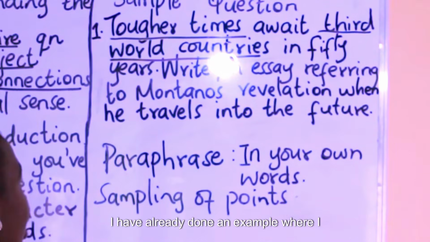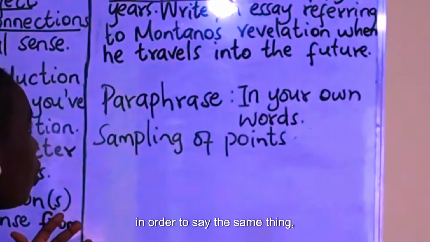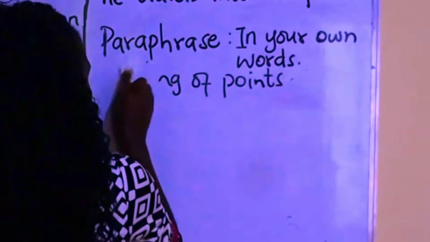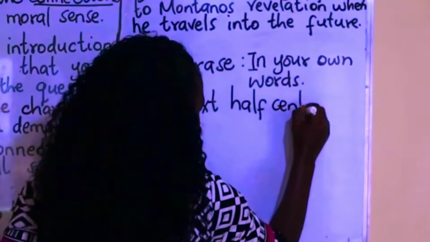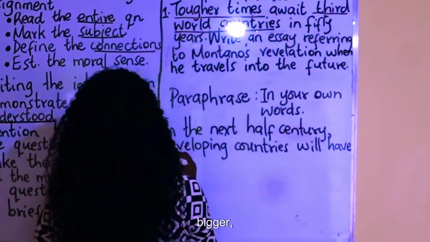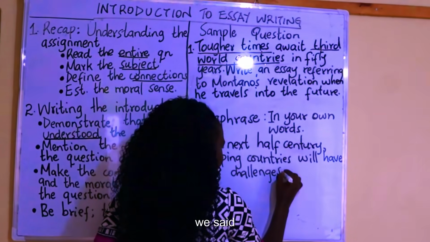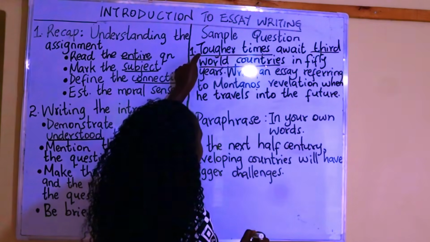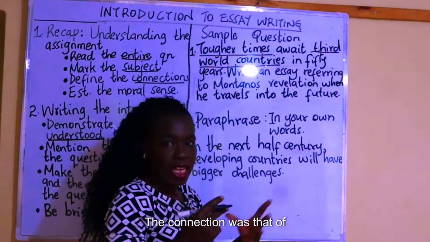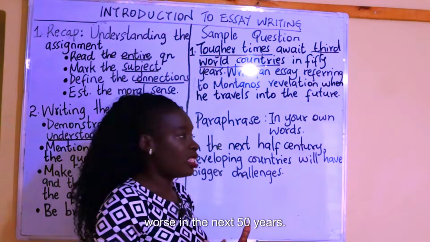I have already done an example where I rearranged these and changed the keywords in order to say the same thing, but in my own words. So I had said, in the next half century, developing countries will have bigger challenges. Remember, while we were reading that question, we said the question wants us to look at tougher times, so we look at bigger challenges, deeper challenges. The connection was that of comparison. It is bad now, but it will be worse in the next 50 years.